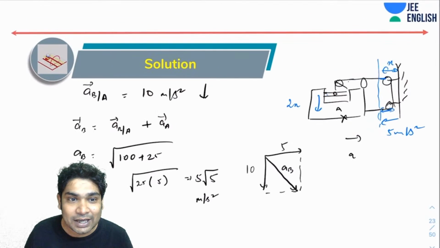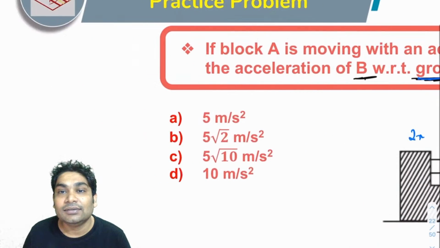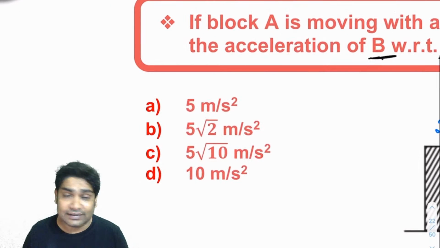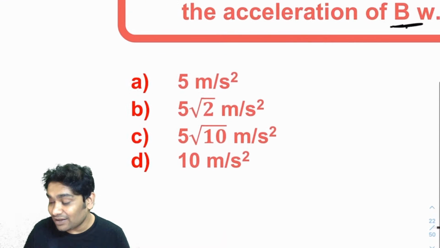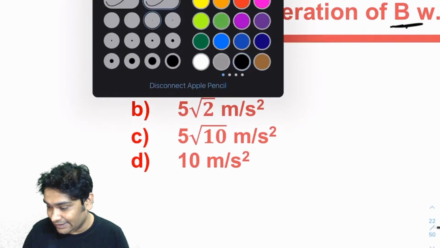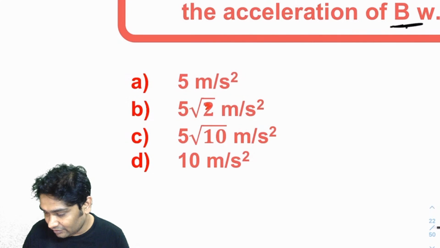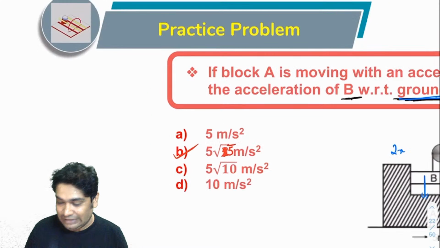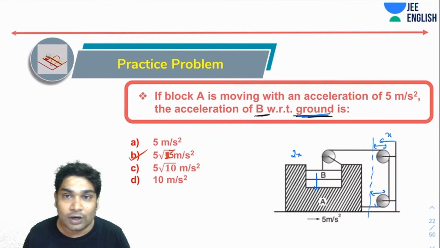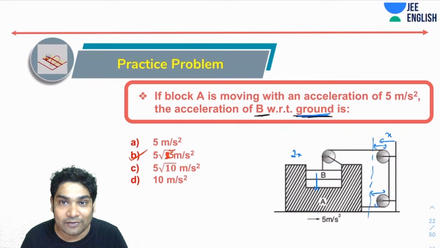So none of the options are correct. I think there must be a typing mistake here. Let's just change this to 5, and then that would be the correct answer. In any case, you guys got different answers. Nobody said 5 root 5.